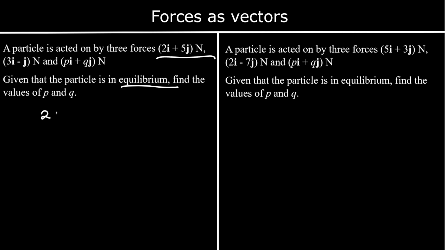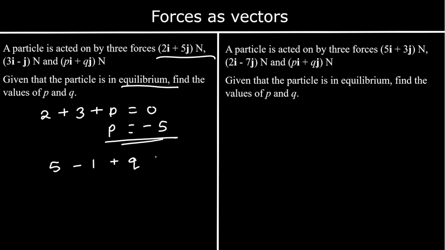So 2i plus 3i plus pi must add up to 0. So p has to be -5. And the same for the j's. We've got 5 minus 1 plus q has to add up to 0. So 5 minus 1 is 4. q has to be -4.